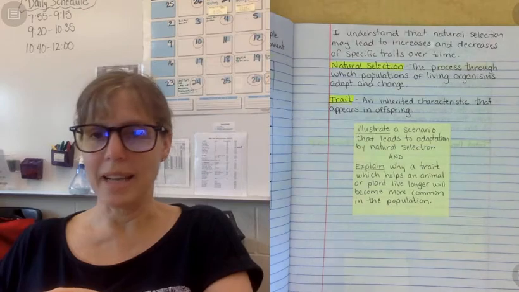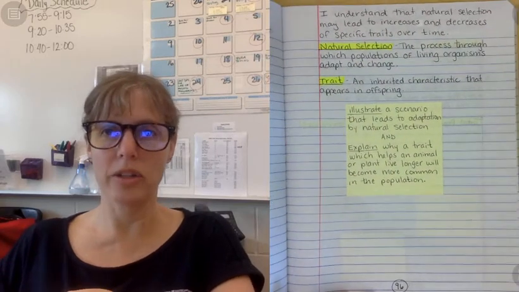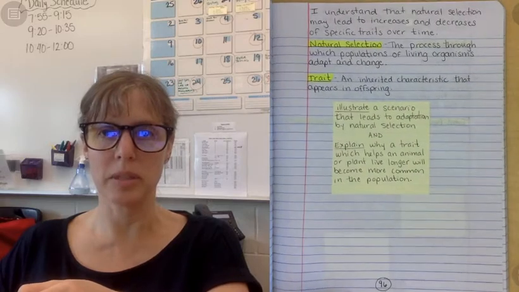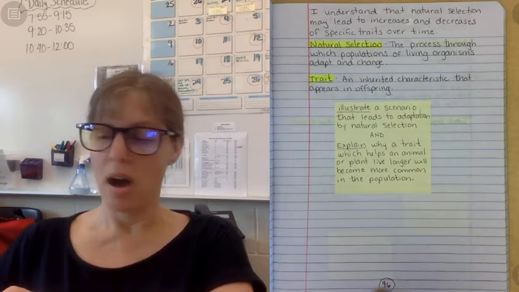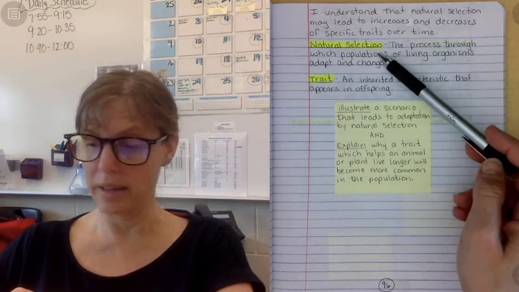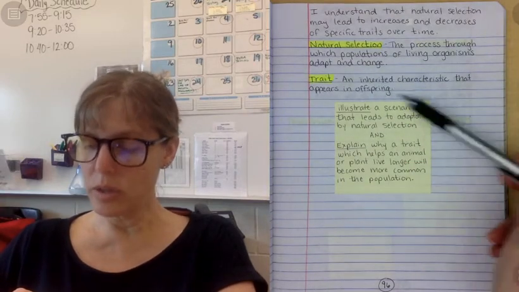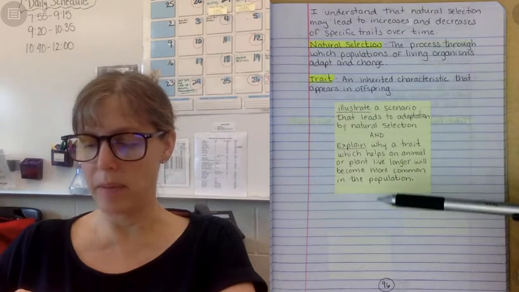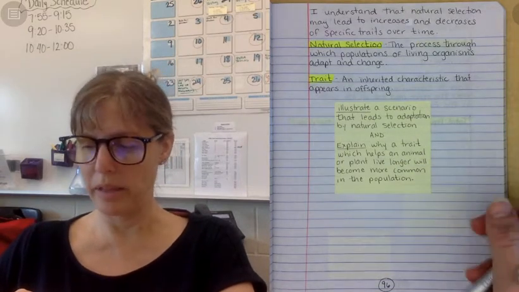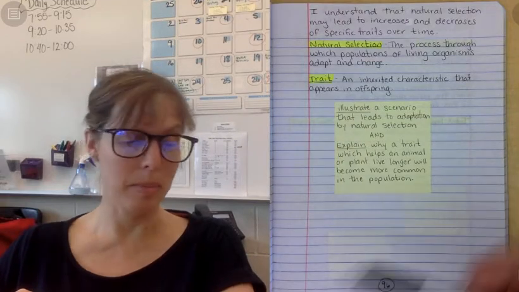Notebook page 96: I understand that natural selection may lead to an increase or decrease of a specific trait over time. So it talked about natural selection and traits. Hopefully you have those written and defined, highlighted and underlined. I asked you to draw a scenario that leads to an adaptation by natural selection and explain why a trait that helps an animal or plant live longer will become more common in the population.